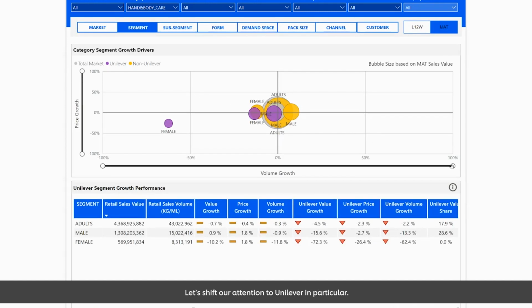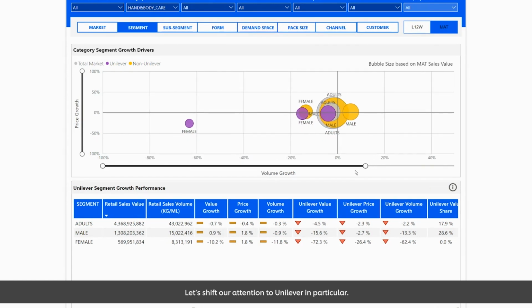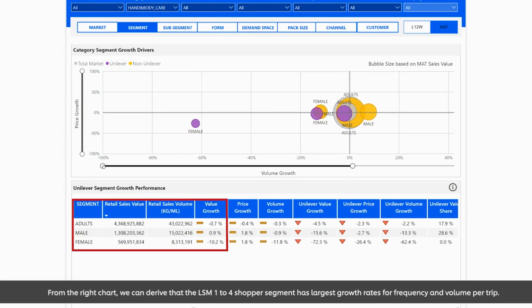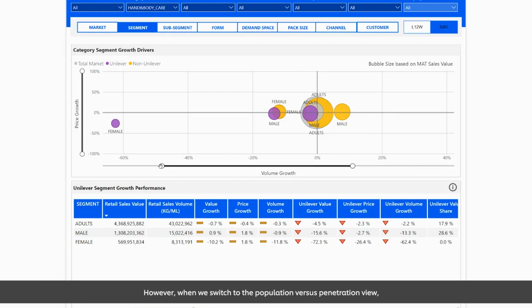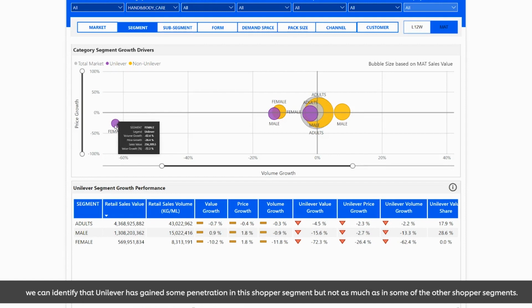Let's shift our attention to Unilever in particular. From the right chart, we can derive that the LSM 1 to 4 shopper segment has the largest growth rates for frequency and volume per trip. However, when we switch to the population versus penetration view, we can identify that Unilever has gained some penetration in this shopper segment, but not as much as in some of the other shopper segments.